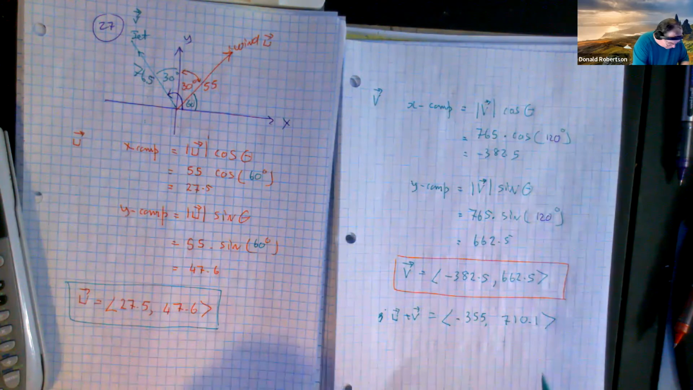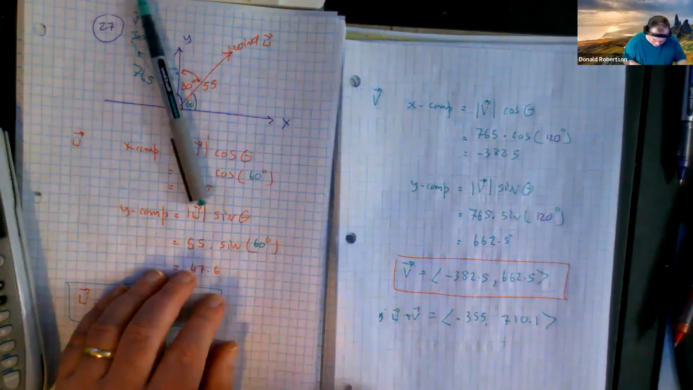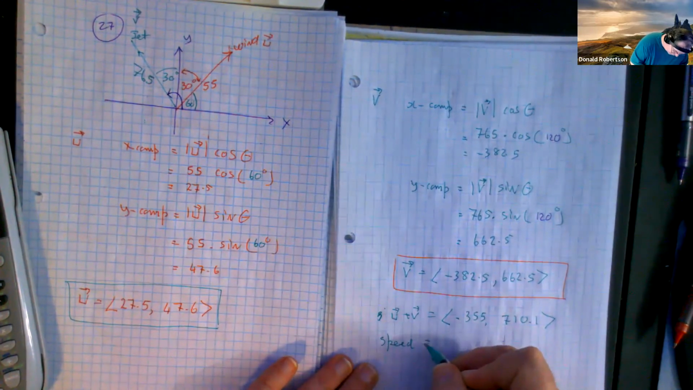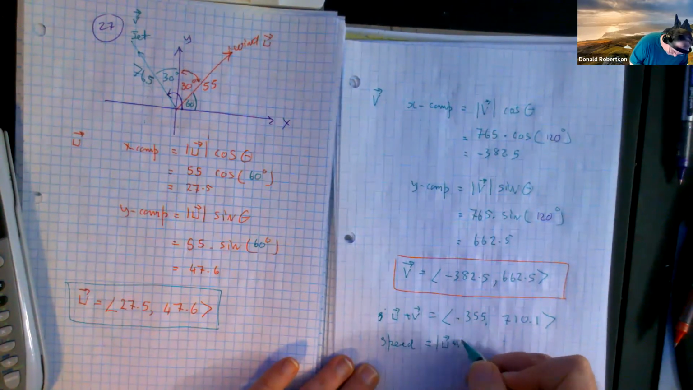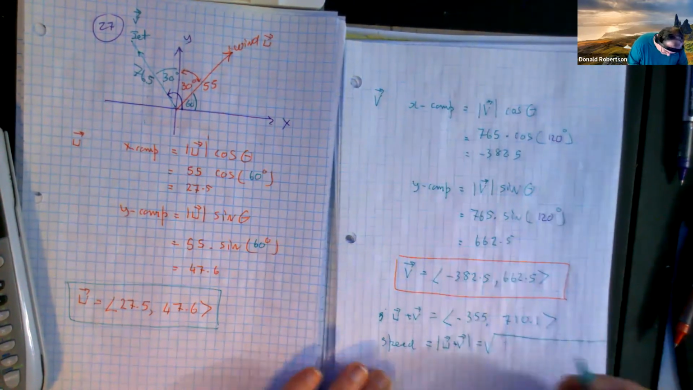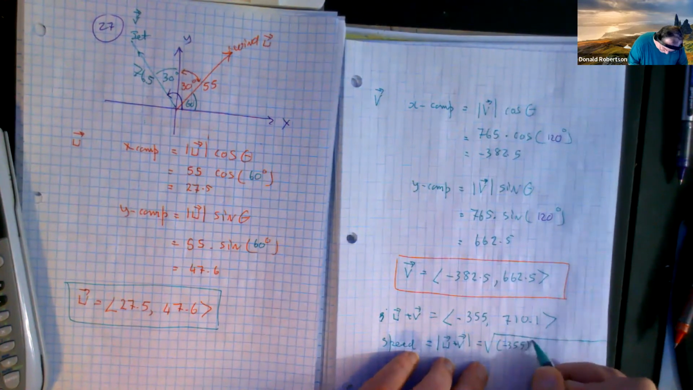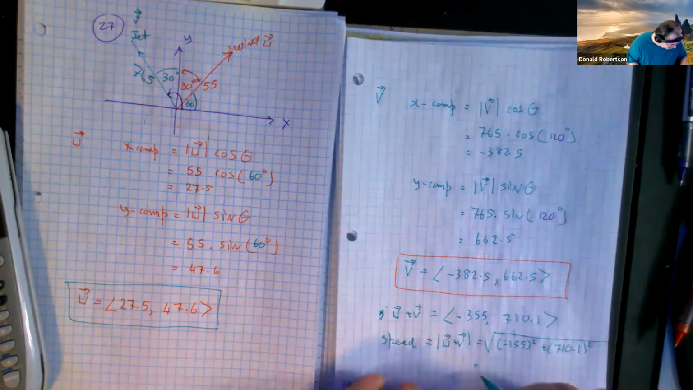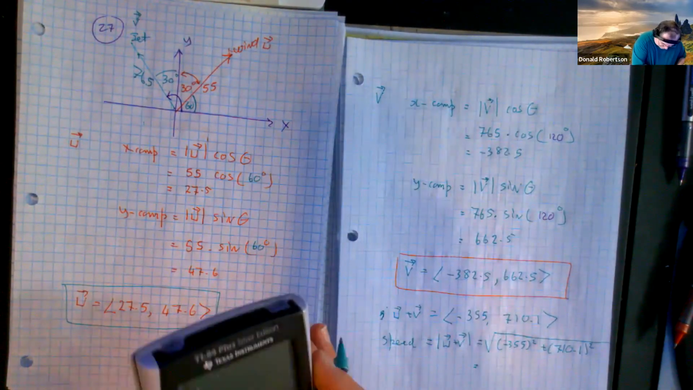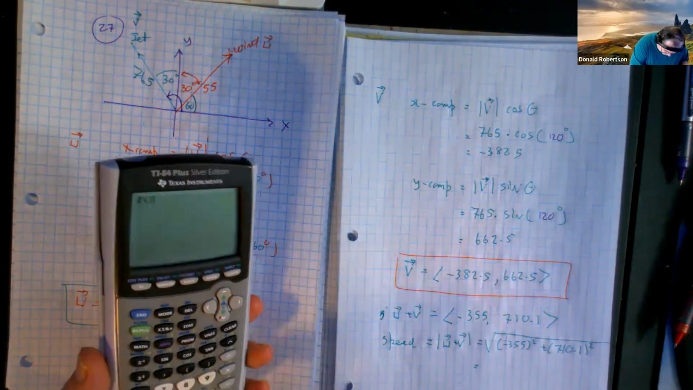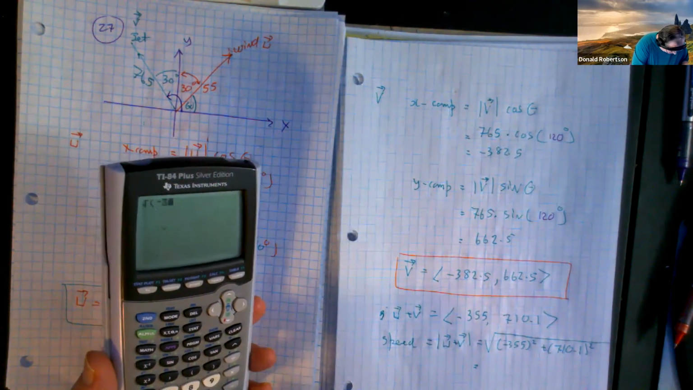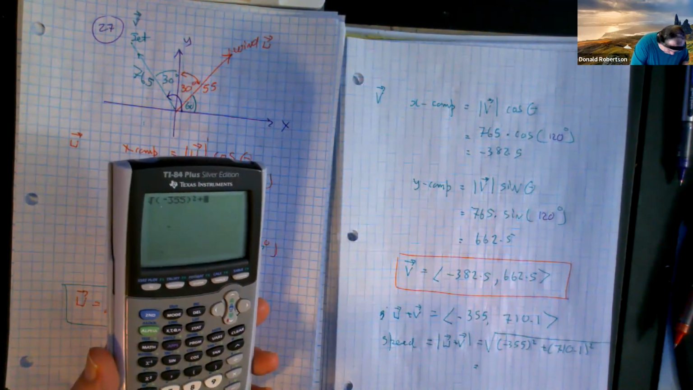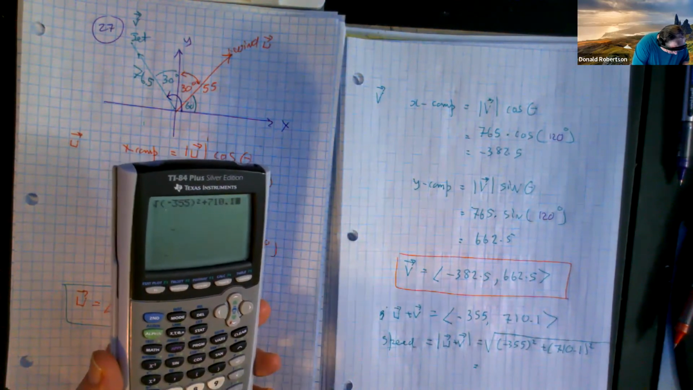So the aircraft's probably going like that. The speed is going to be the magnitude of that vector. So it's the square root of this guy squared plus this guy squared. Square root of negative 355 squared plus 710.1.